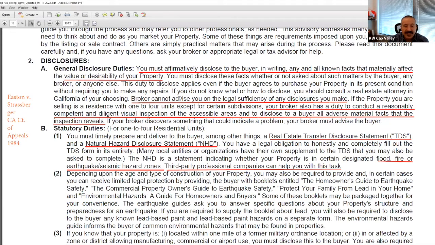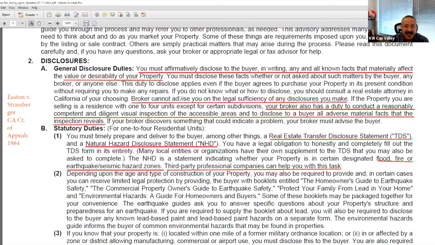Because since 1984, there was a case called Easton v. Strasburger, decided by the California Court of Appeals. That case took real estate purchasing from the old days, when property was purchased with a mentality of buyer beware, to what we have today, where all homes are sold as is, subject to full disclosure of any known problems or issues by the seller, and the diligent visual inspection completed by both the seller's agent and the buyer's agent. We know those as the agent visual inspection disclosure.